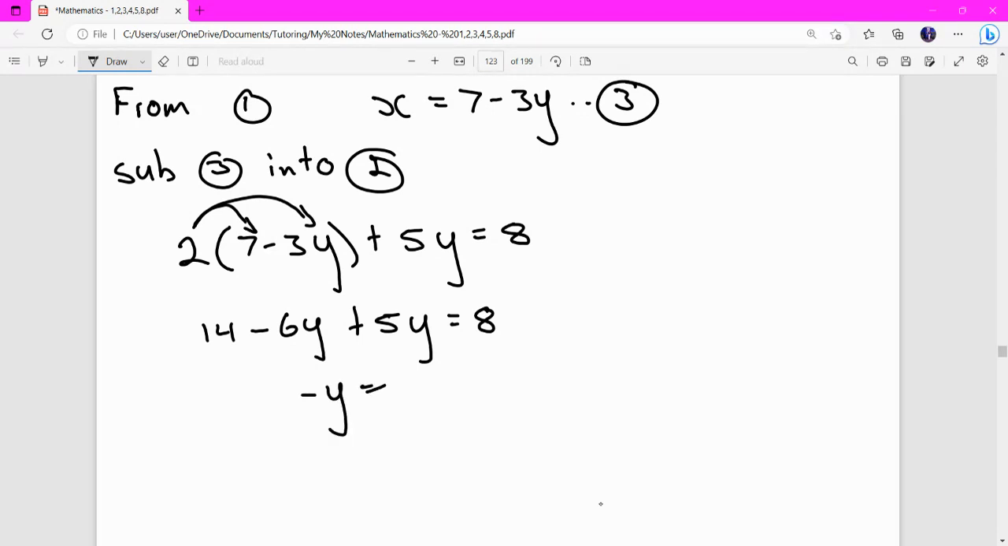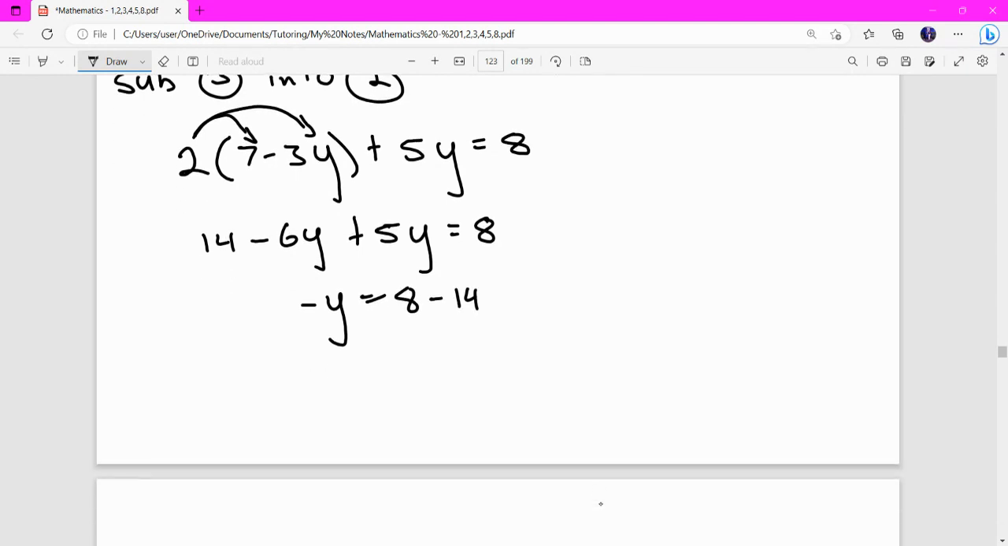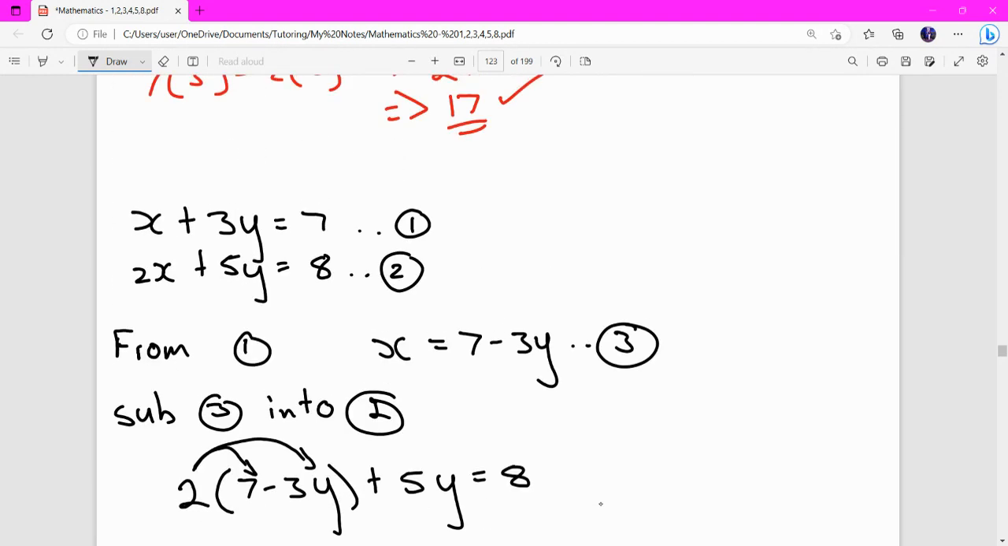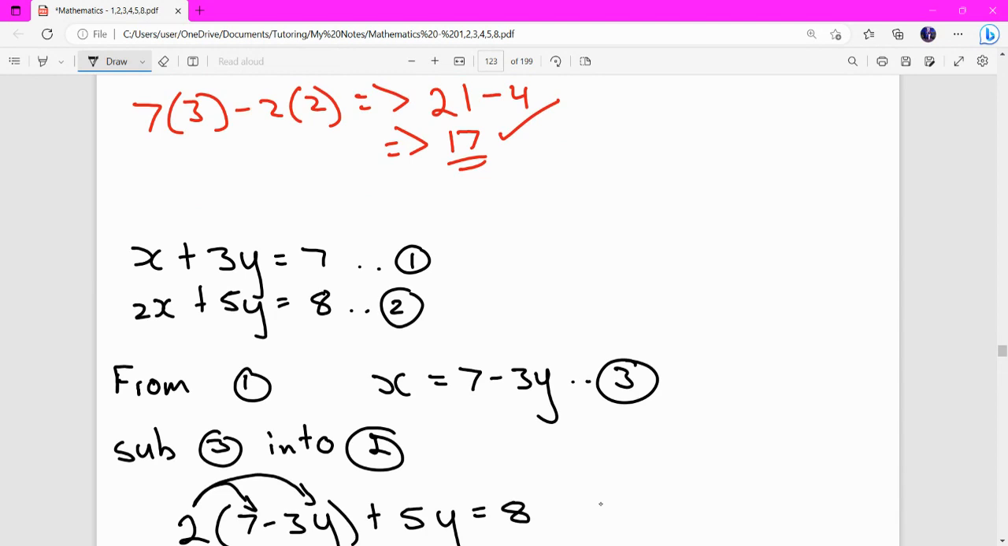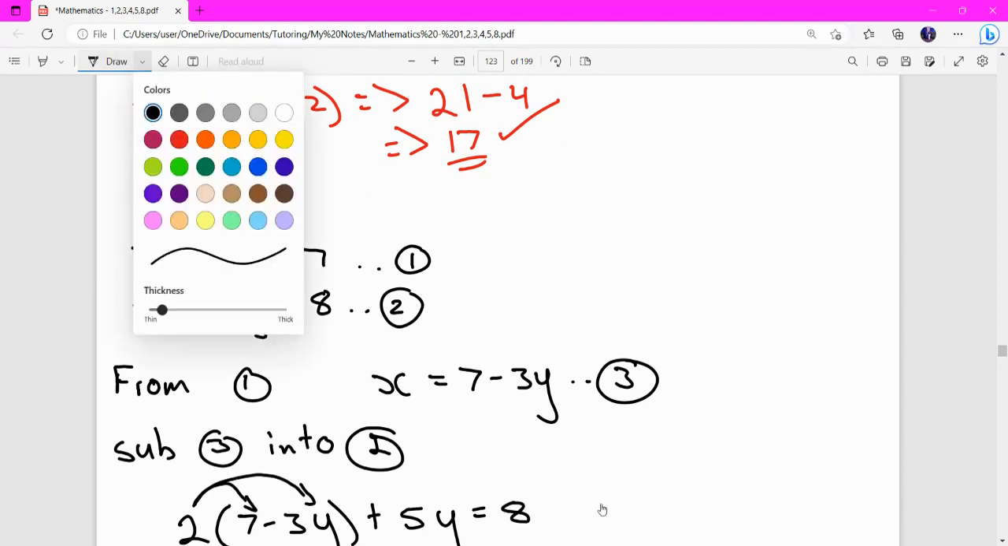I'll carry across this positive 14 to the right hand side, so it's now 8 minus 14. Minus y here. 8 minus 14 is minus 6. So therefore y is equal to positive 6. If negative y is negative 6, positive y is positive 6. Now you plug in this value, y is equal to 6, into equation 3. So let's put in that value there.